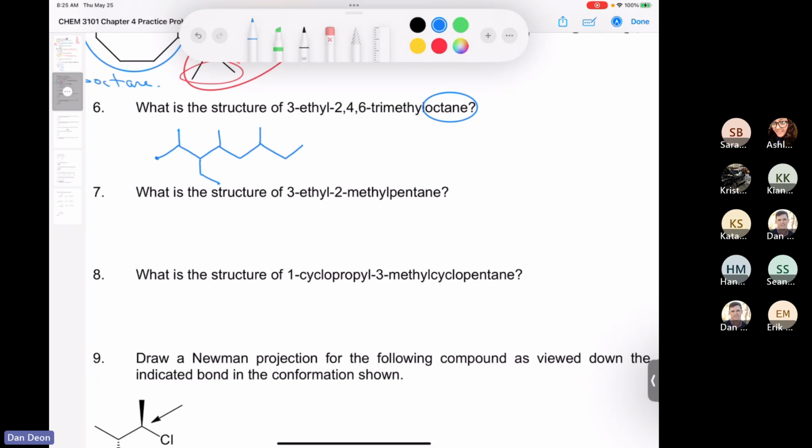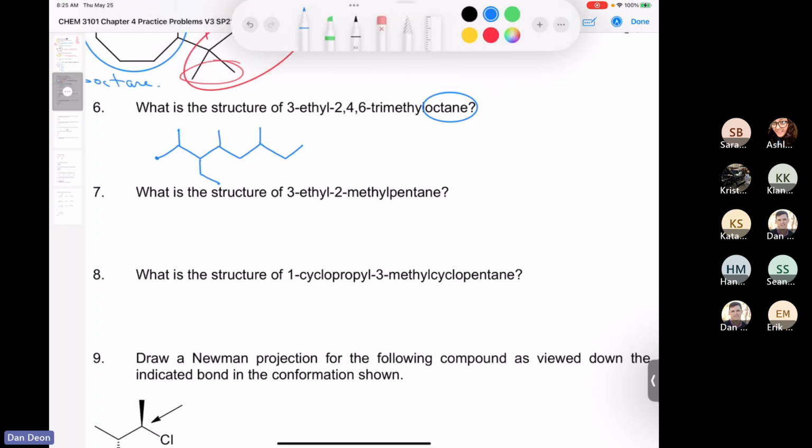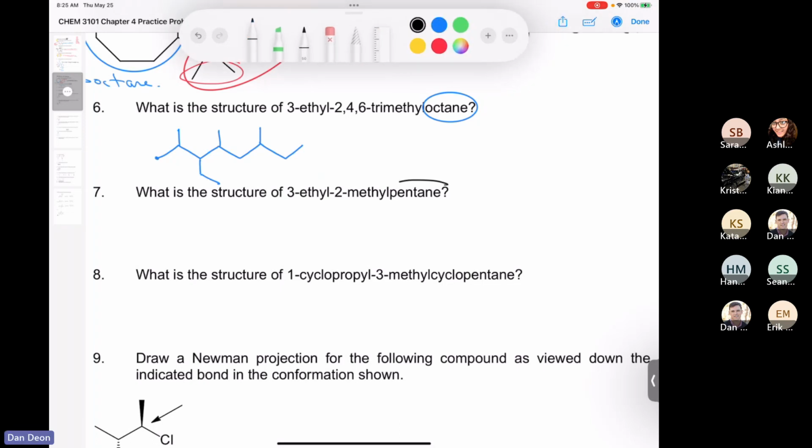All right, so we have our 3-ethyl 2,4,6 trimethyl octane. Let's give the next one a shot, where we have a 3-ethyl 2-methyl pentane. So if we have a pentane, when our pen touches the paper, that's the first carbon. So let's start here. 1, 2, 3, 4, 5. If you did it like this, 1, 2, 3, 4, 5, no problem. You're still going to get the right answer.